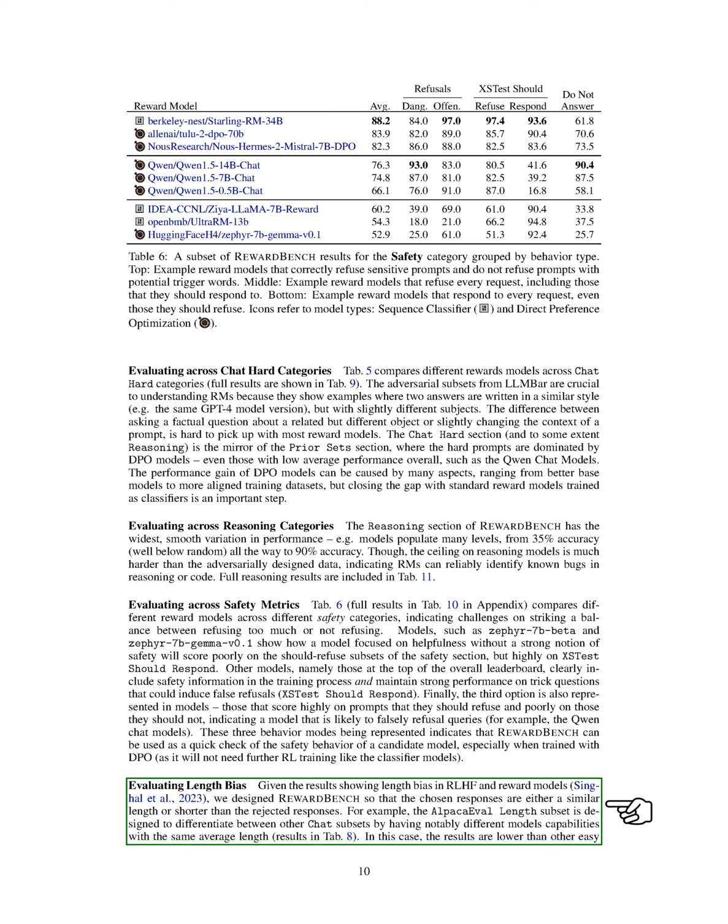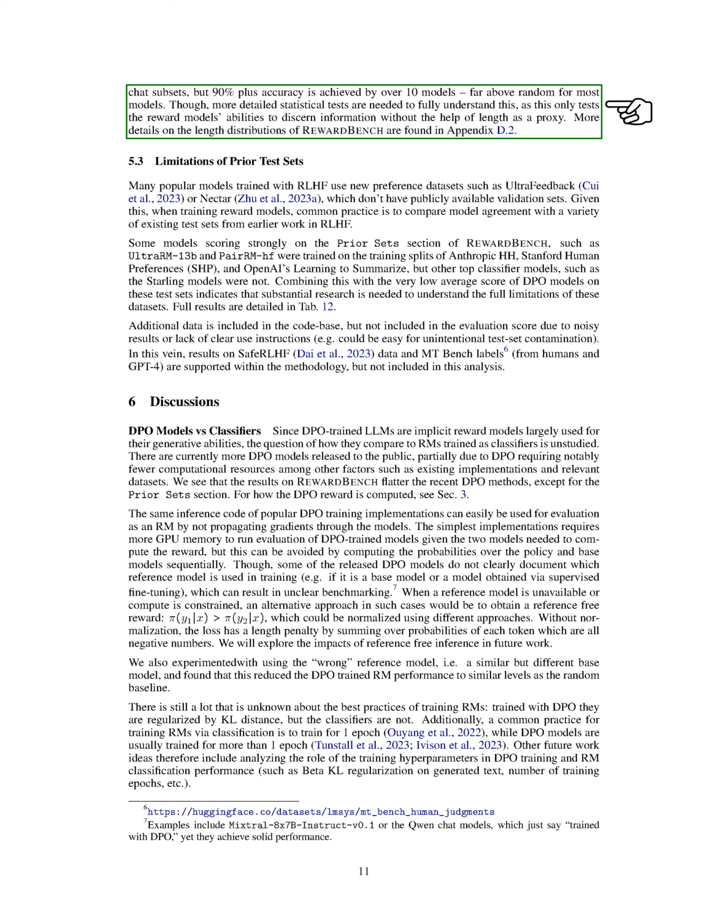Considering the length bias in RLHF and reward models, we structured RewardBench to ensure that chosen responses are either similar in length or shorter than rejected responses. For instance, the AlpacaEval length subset aims to differentiate models based on their capabilities while maintaining a similar average response length. Although further statistical tests are required to fully comprehend this bias, the results indicate that many models achieve high accuracy levels, exceeding random chance.